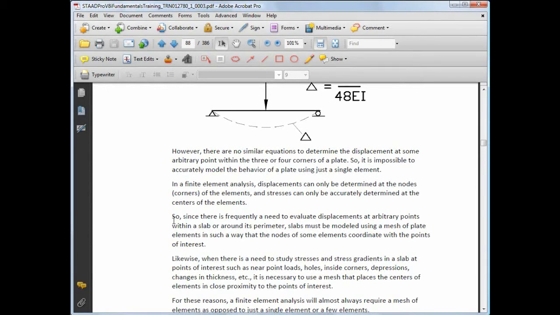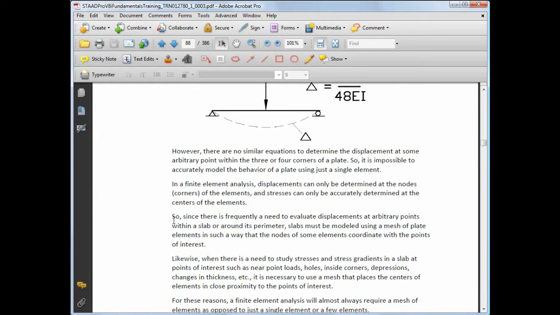So if there was any reason to need deflections accurately at points other than at the extreme corners of a structure, and after all, there always is, we're always interested in knowing deflections of a slab at an elevator shaft interface or some other such thing, then there's a reason to need nodes at points other than at the extreme corners of the building.